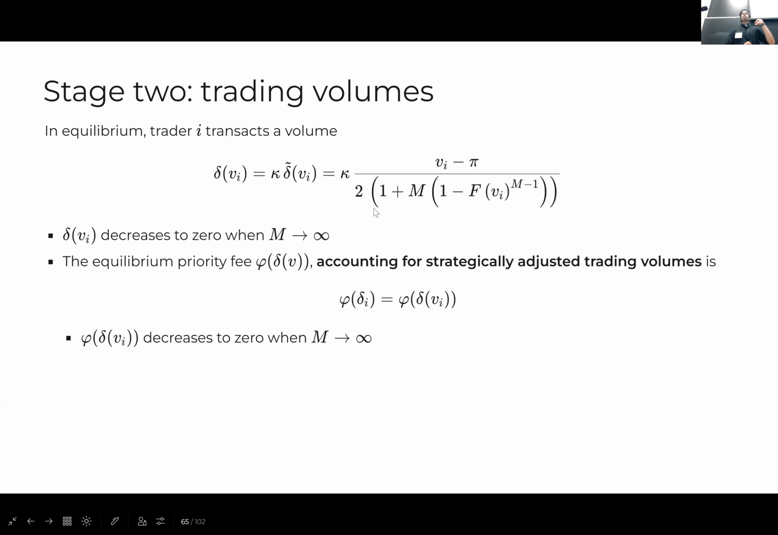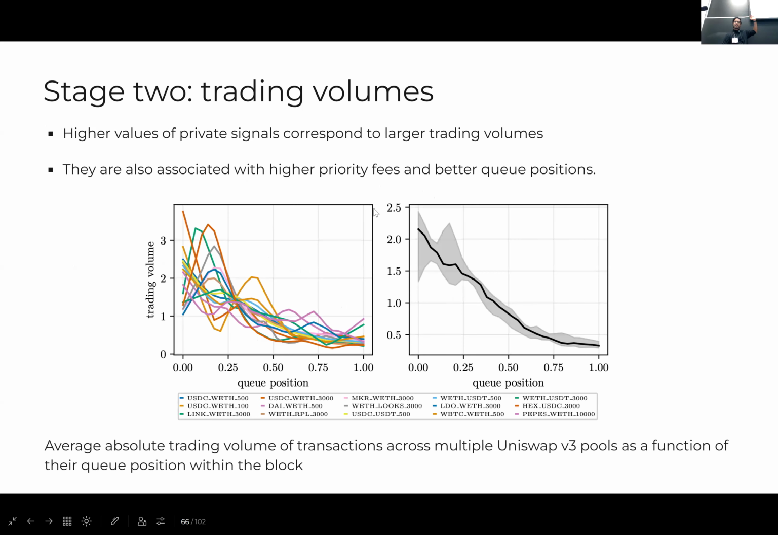The equilibrium priority fee, if you remember, is a function of my trading volume, but my trading volume is a function of my signal. When you think of the priority fee at strategically adjusted trading volume, you can see that my priority fee is actually decreasing in the number of traders I'm competing with. Why? Because the more traders there are, the more costs I have, and I will reduce my trading volume. And if I reduce my trading volume, I want to compete less. Our result shows that people with priority in the block have larger trading volumes, and this is what we see in data.